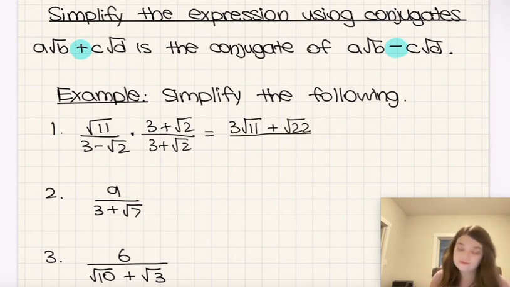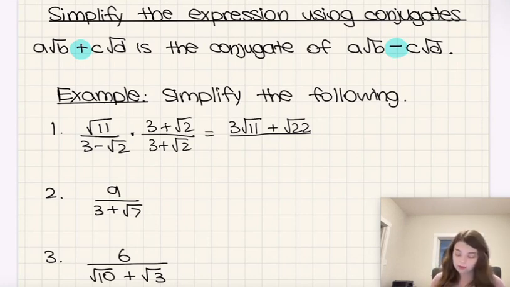And now neither 11 nor 22 are able to be simplified any further than that, because neither of them have any factors that are perfect squares. So if either of them had any factors that are perfect squares, including them being a perfect square themselves, then we would be able to simplify this even further on the numerator, but we can't.